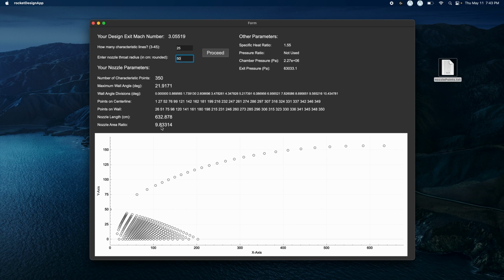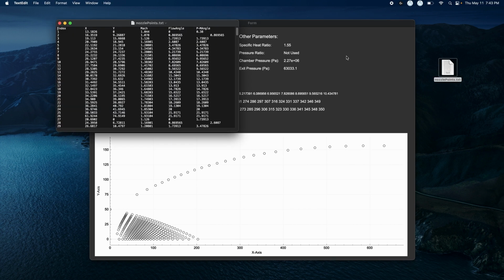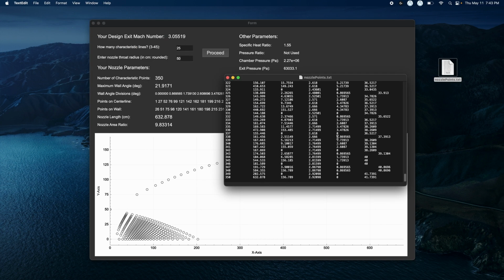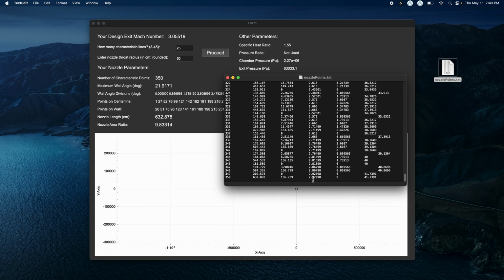I have a much larger area ratio, 9.8. My nozzle is much longer, 600 centimeters. It's like 6 meters, it's like massive, right? It won't be actually this big in real life. So I can also do a reset. But before that, let me open the graph here. You see the Mach at the exit is 2.92.